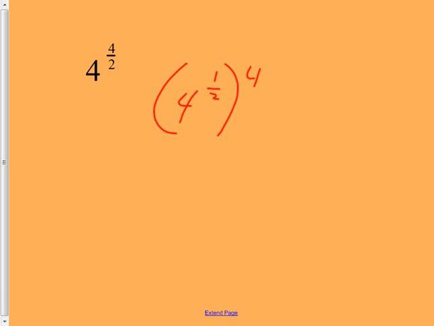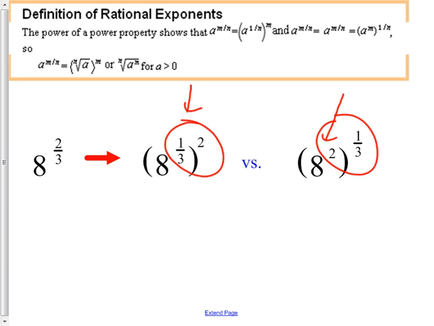4 to the 1/2 is 2, 2 to the 4th is 16. And you might just say to yourself, couldn't you just put that into a 2? Yes, you could have. And then it would just have been 4 squared and it would have been 16. So it's good to know how to do it both ways, because sometimes you can't reduce these, but when you can reduce them like that, you should, because it'll make it way easier. All right, moving on.